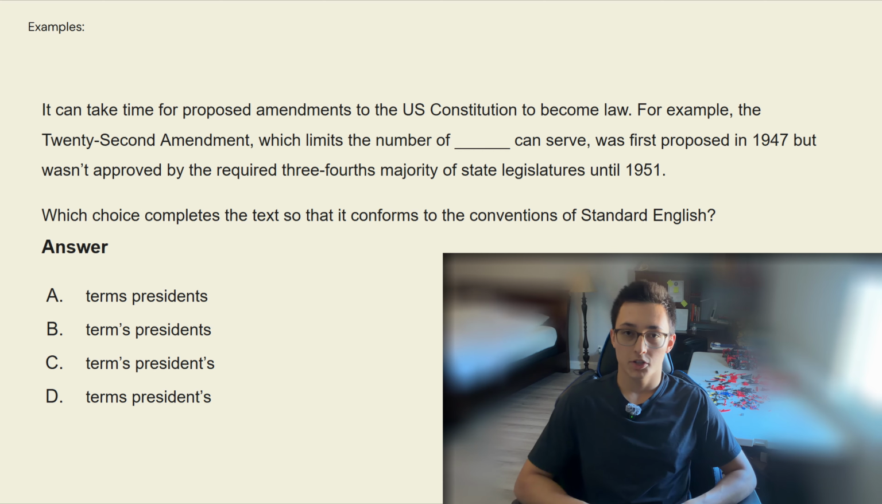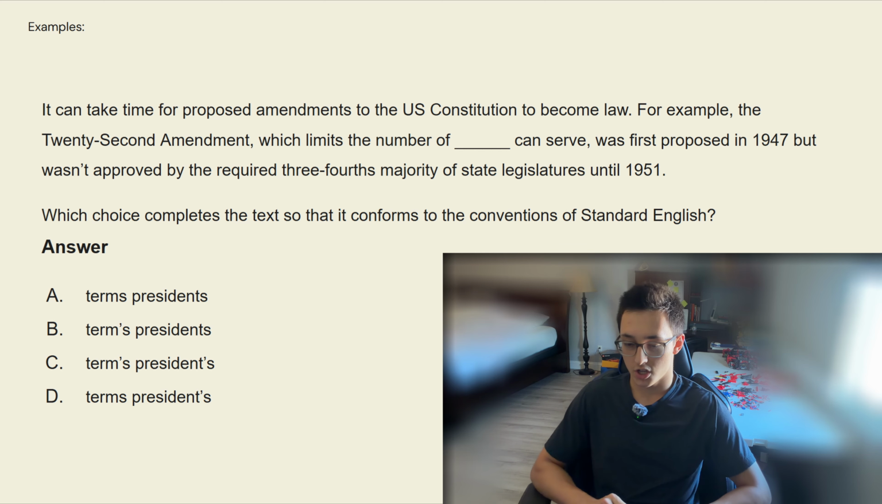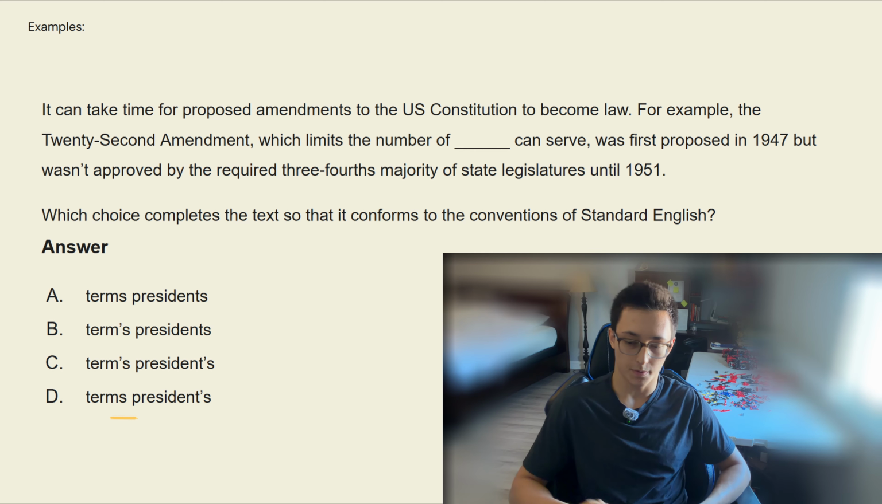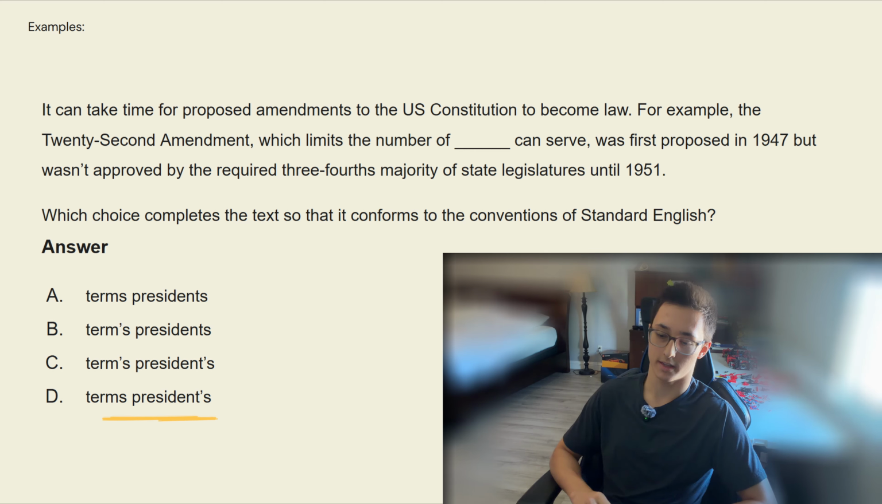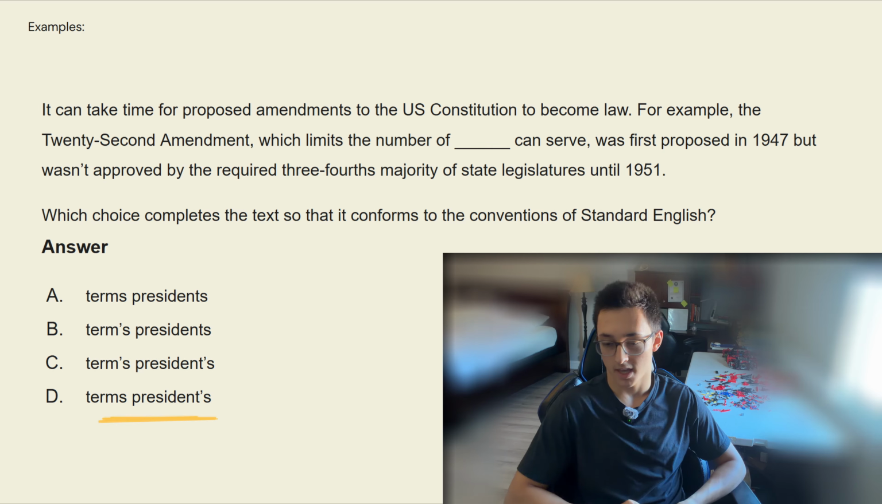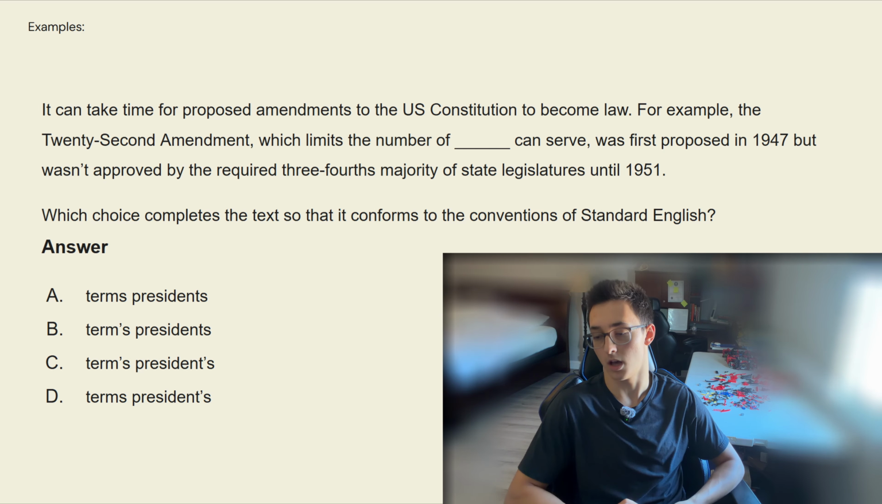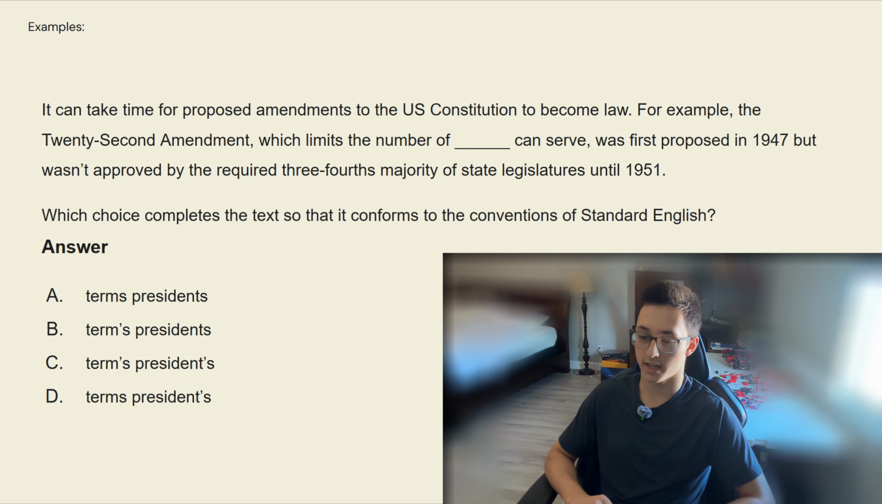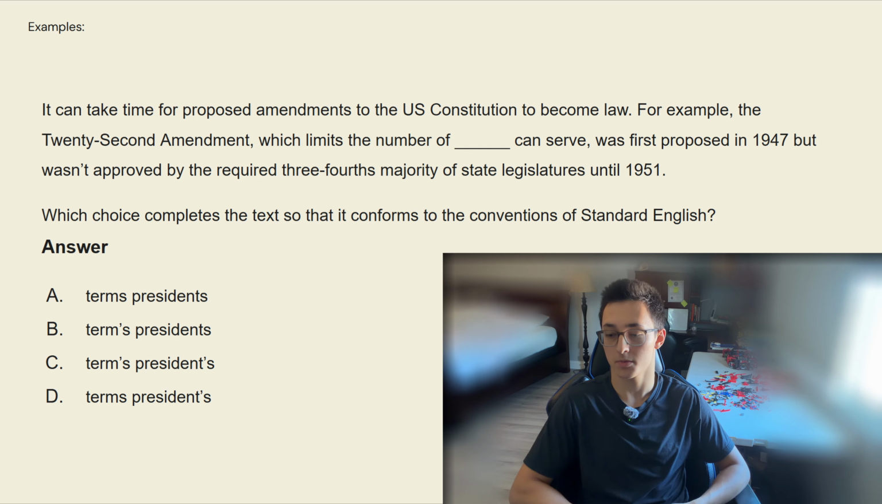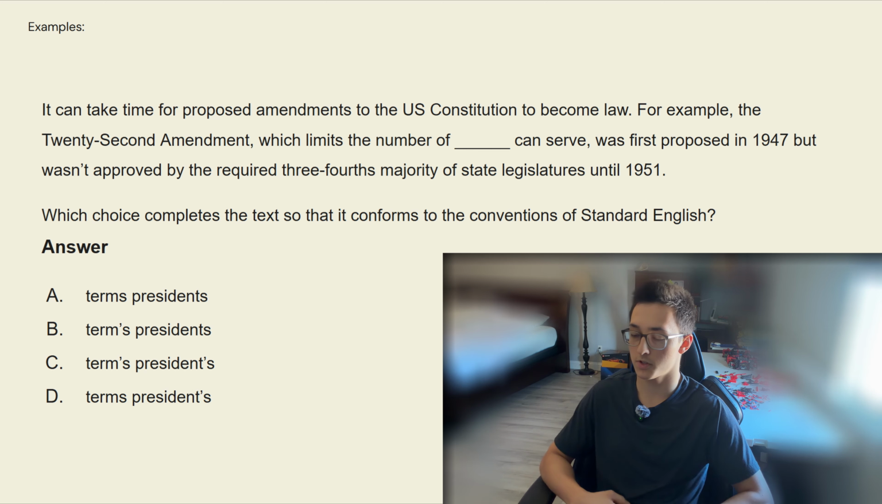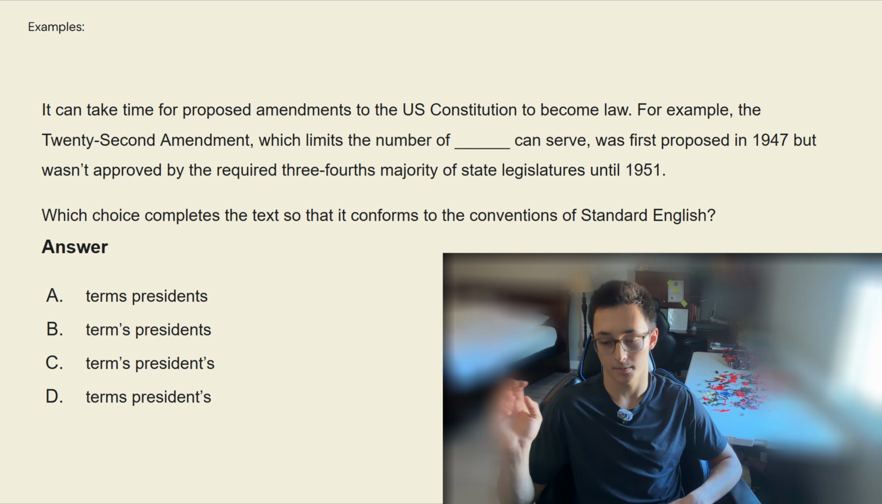All right, so for this question, we've got standard English convention and we've got different apostrophe placements for the term precedence. Okay, so let's read through it. It can take time for proposed amendments to the U.S. Constitution to become law. For example, the 22nd Amendment, which limits the number of terms presidents can serve, was first proposed in 1947 and blah, blah, blah.